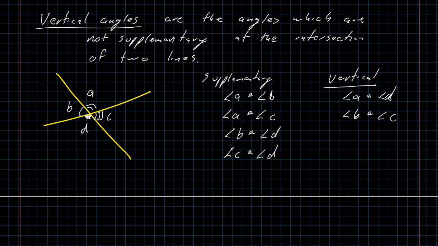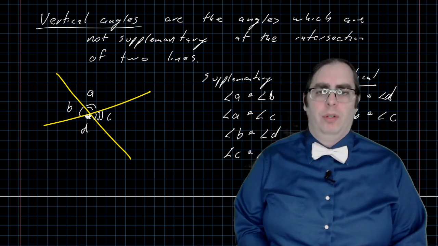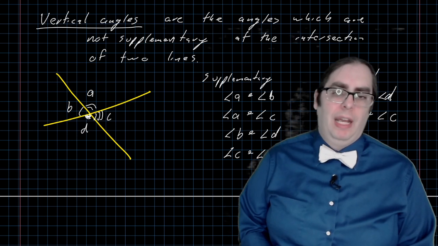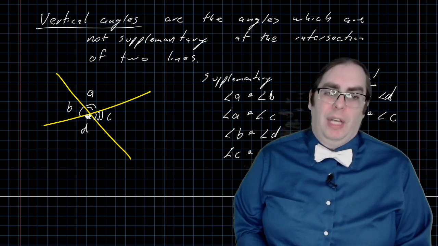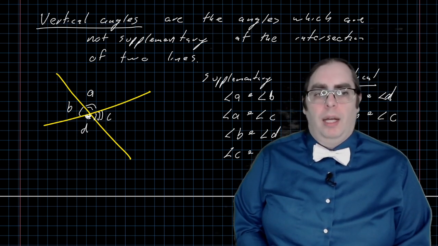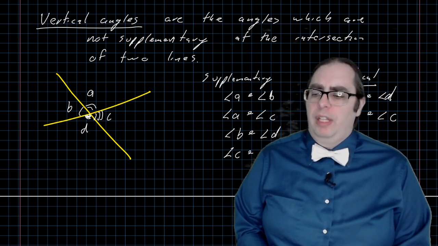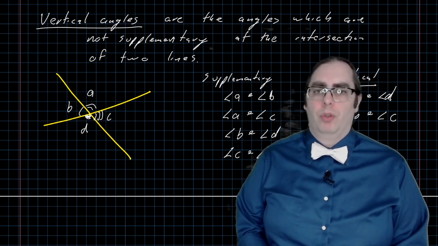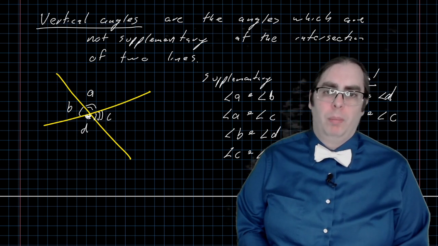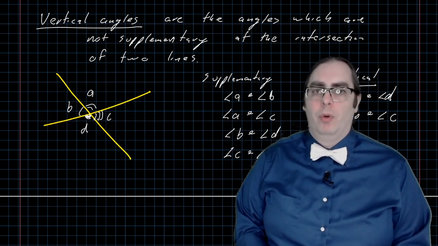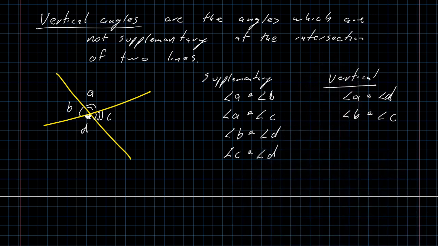At this point, I always am left wondering, how did we come up with the name vertical angles? There's nothing vertical about the relationship between angles B and C, and unfortunately I don't have a better answer for you than it's just the word we use. So try not to get tied up on that. The word vertical here does not have an association with horizontal and vertical in any way, shape, or form. It's the name of angles which are not supplementary, formed at the intersection of two lines.